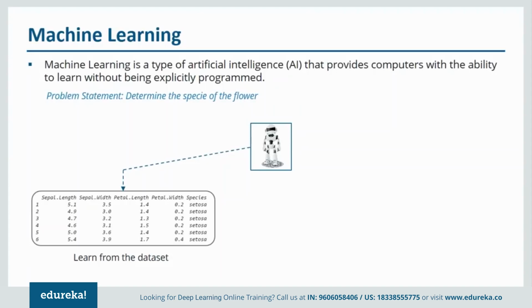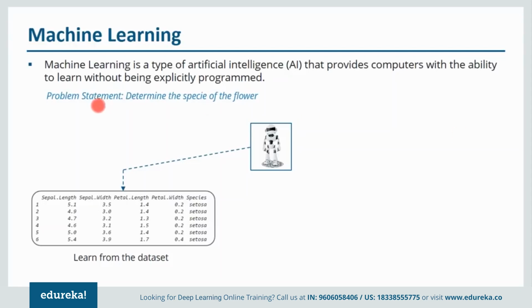Now, what is machine learning? So machine learning is nothing but a type of artificial intelligence, or you can say a subset of artificial intelligence. And it provides computers with the ability to learn without being explicitly programmed. So you don't need to hard code your machine for that. Let us understand this with an example.